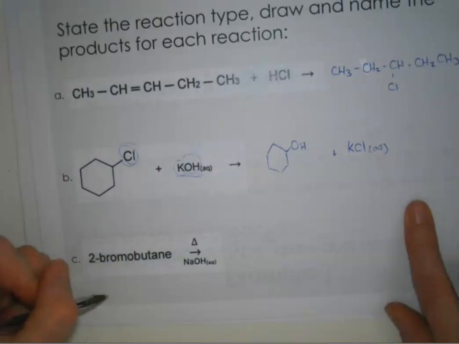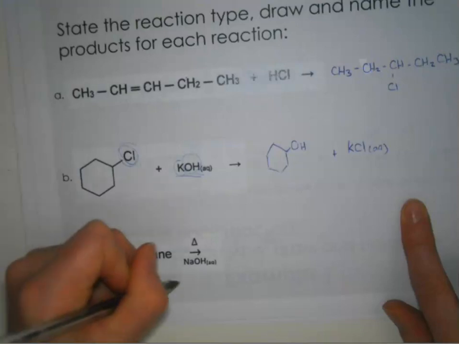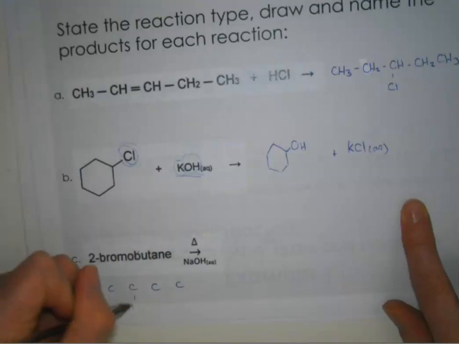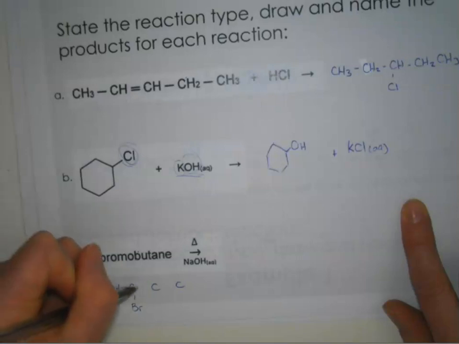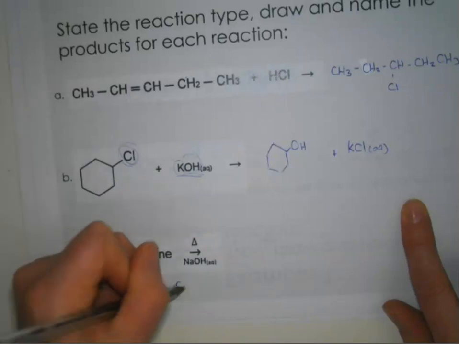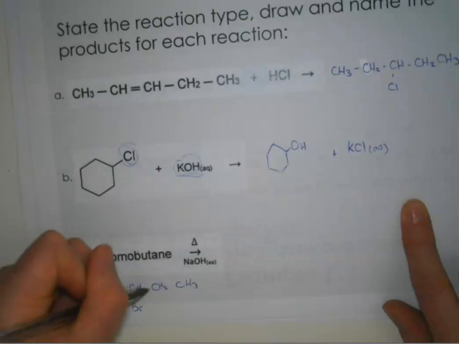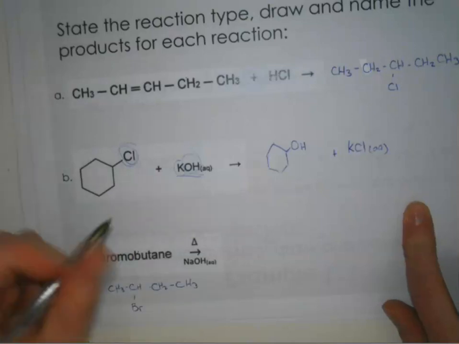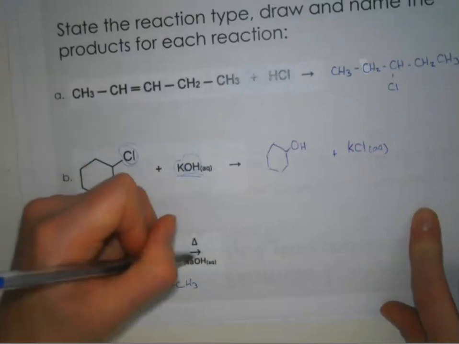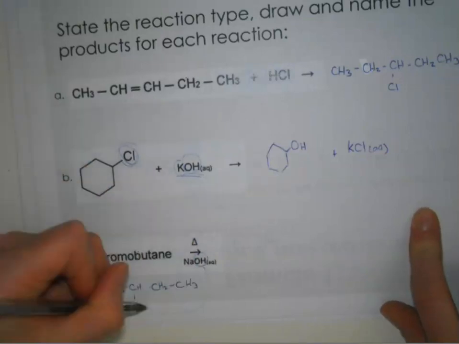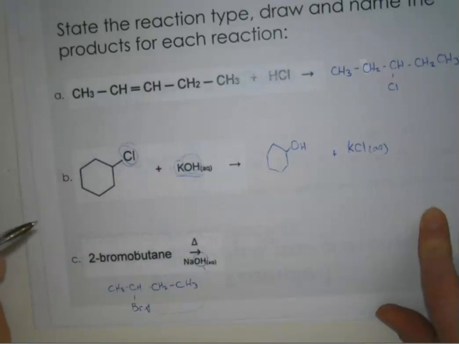2-bromobutane. So with this one, we're going to have butane, which means we're going to have 1, 2, 3, 4 carbons, and on the second one there's going to be a bromine, and all the rest of them are going to be CH3, CH, CH2, CH3, just the standard amounts of hydrogen. We're reacting it with a strong base. So again, that strong base is going to jump in and take the place of the halogen.